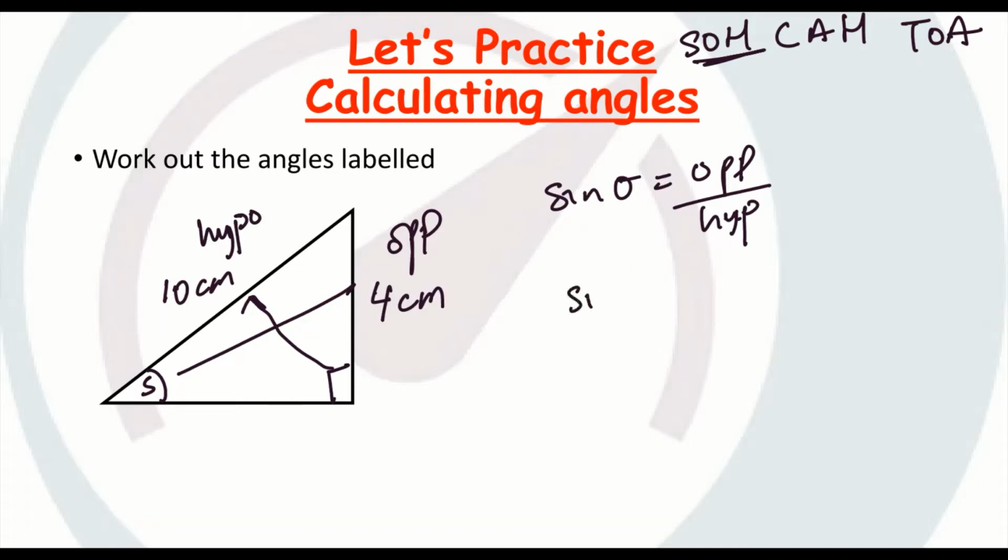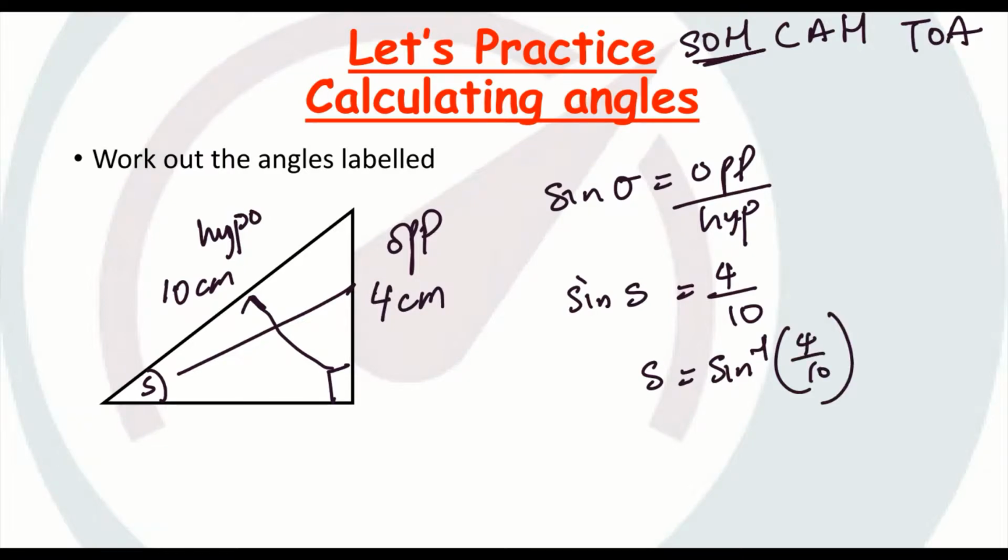So we have our angle, called S, so sine S is equal to, what's our opposite side? 4, over the hypotenuse, which is 10. Now we have both sides here. So what do we want to find? We want to find our angle. When we're finding our angle, we're going to say it's sine inverse of 4 over 10. So let me write this properly: sine inverse.